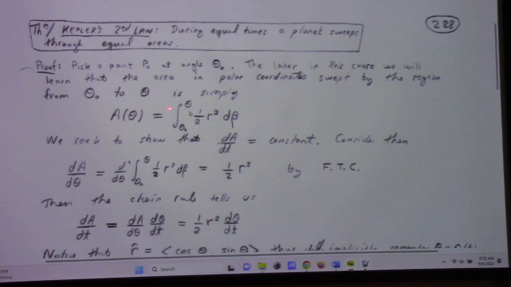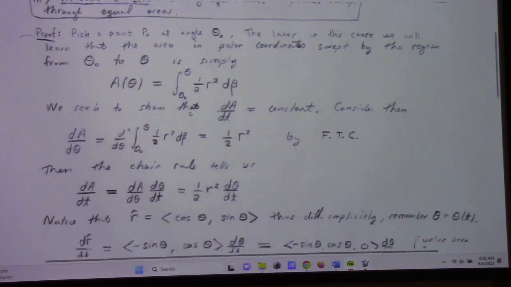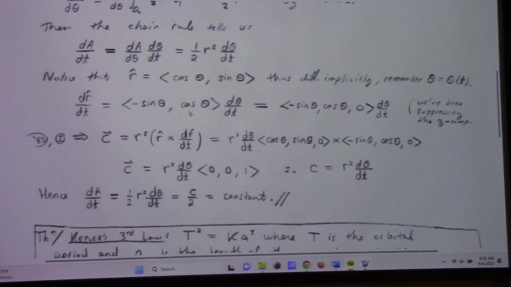And so if I calculate dA d theta, I differentiate this, but then we've got an integral with a varying bound, so out pops the integrand, 1/2 r squared. And then I can calculate dA dt by the chain rule, and I get this. Now, I think I'm going to relate d theta dt to the, man, this chord is going to get me one of these days. So dr hat dt is related to the d theta hat in this way, if we sort through the details.